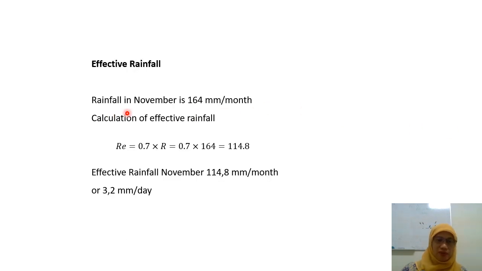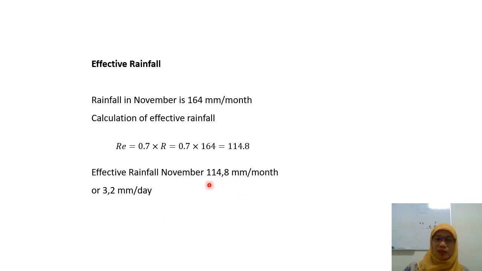Next, we calculate the effective rainfall. The effective rainfall, for example, in November is 164 millimeter per month. The calculation of effective rainfall is 0.7 multiplied by the rainfall, or 164. So the result is 114.8 millimeter per month, or per day is 3.2 millimeter per day.